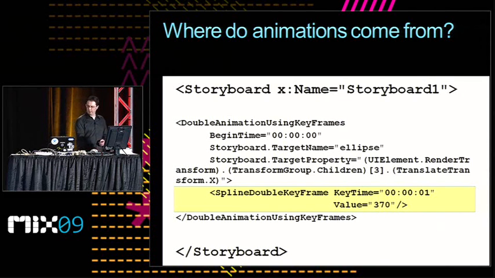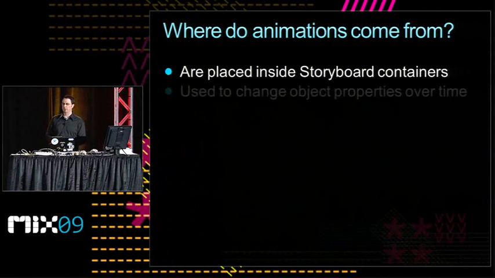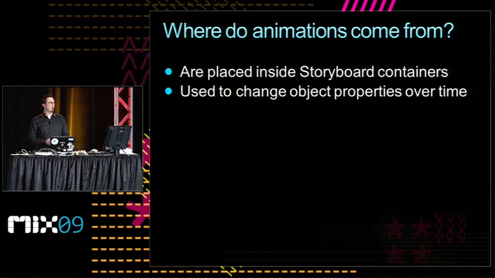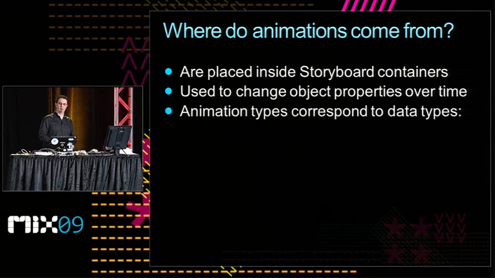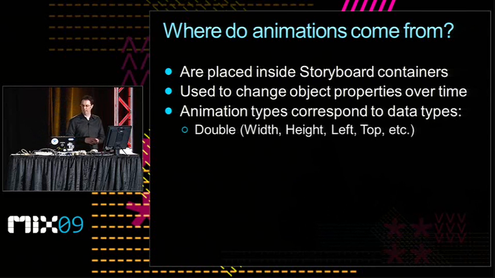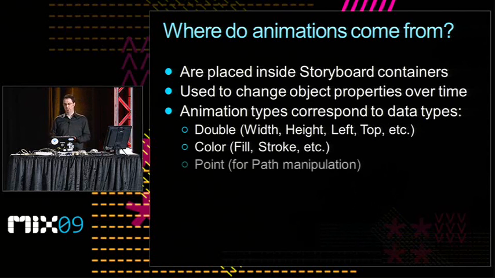So, with that said, your takeaways on animations are that they're placed inside of storyboard containers. They're used to change the properties of objects over time. And the animation types that are available to you in Blend and Silverlight correspond to the data types that you're working with. So for example, a double animation would be used potentially to modify the width, height, left, or top of an object. Color would be used to modify fill or stroke. And point animation can be used to actually modify the positions of the points that make up the objects.